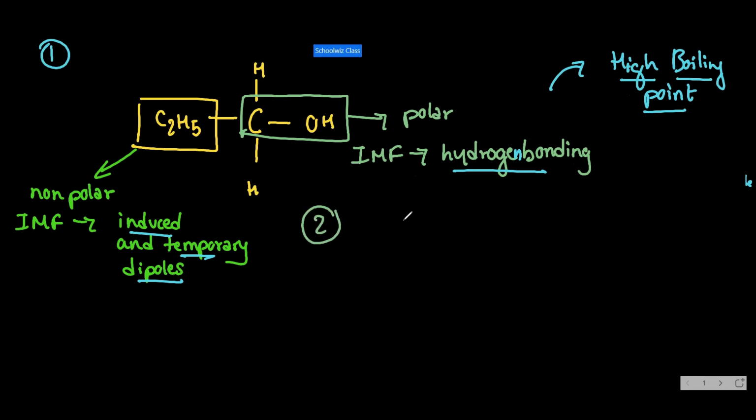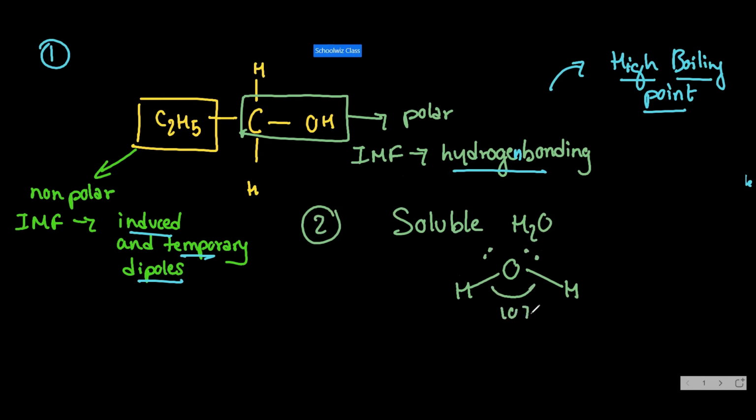The other property is that alcohol is pretty soluble in water. Now, why is it so soluble in water? If you look at the water diagram, water has a bend shape and it has a 104.5 degree bond angle right here. I don't want to emphasize that right now. This is delta positive, this is delta positive, and this is delta negative, and this is delta negative, right?